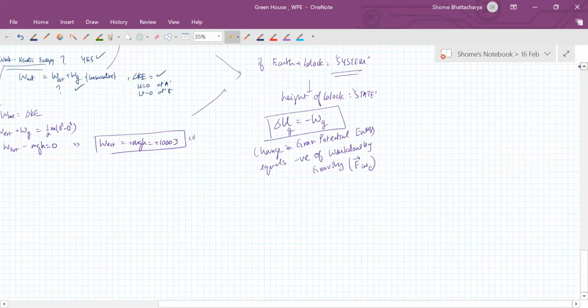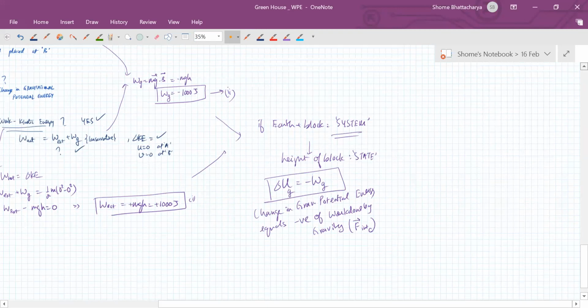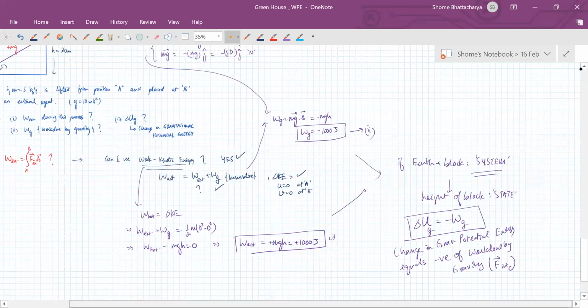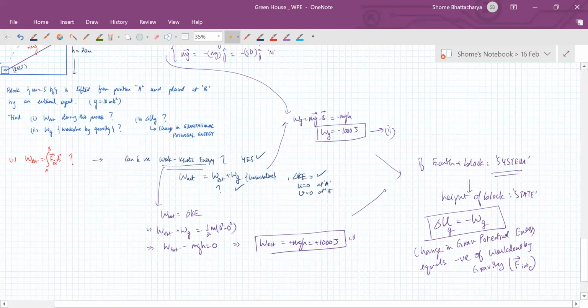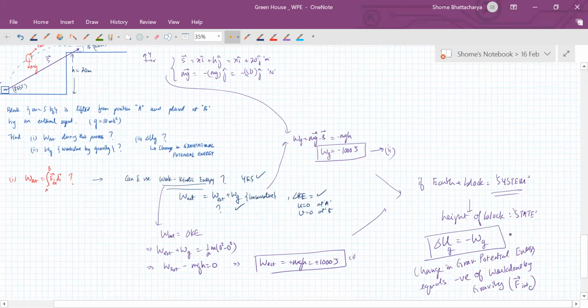Okay, so now let's come to the change in gravitational potential energy. That will come from here. It will be plus 1000 joules. That becomes the third part of our answer.